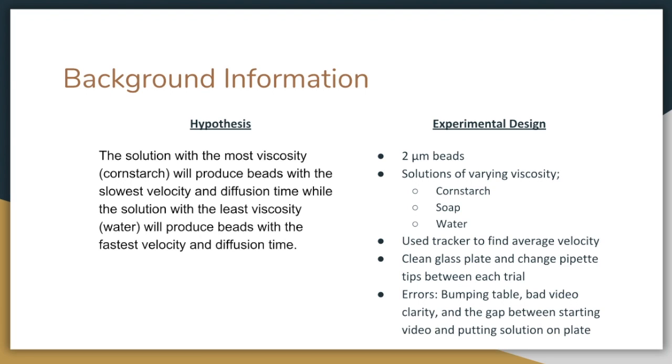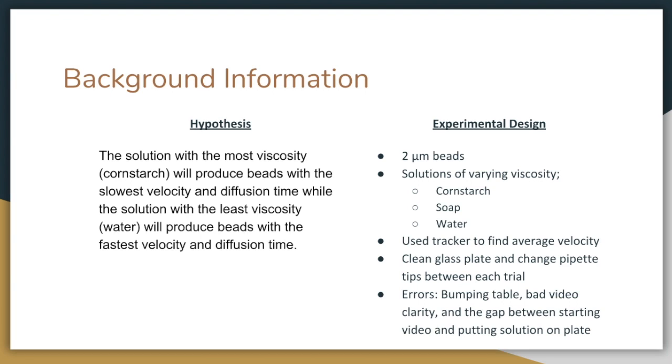We decided that the solution with the most viscosity, cornstarch, will produce speeds with the slowest velocity and diffusion time, while the solution with the least viscosity, water, will produce speeds with the fastest velocity and diffusion time. So to test this, we tracked and compared 2 micrometer beads in water, soap, and cornstarch.